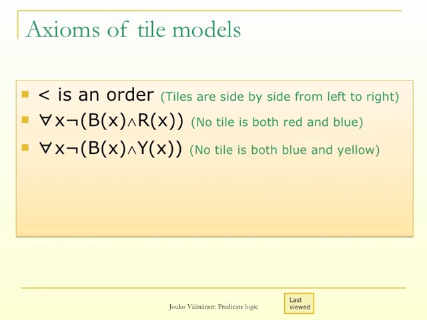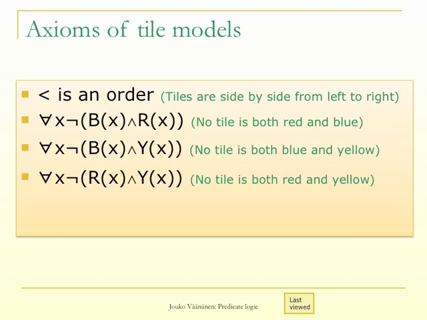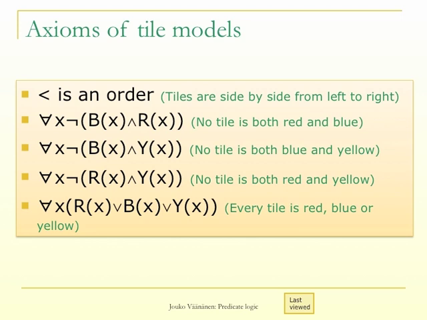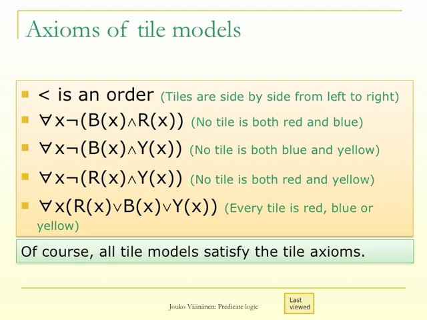But this axiom says that the unary predicates b and r are disjoint. No tile is both blue and yellow: for all x, negation, left parenthesis, bx and yx, right parenthesis. And finally, no tile is both red and yellow. Then an axiom which says that every tile has a color. Every tile is red, blue or yellow. For all x, left parenthesis, rx or bx or yx, right parenthesis. Of course, all tile models satisfy the tile axioms. And now the idea is that whatever we say in our predicate logic about tile models should follow from these axioms and the axioms of order.